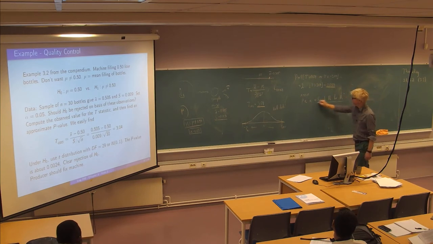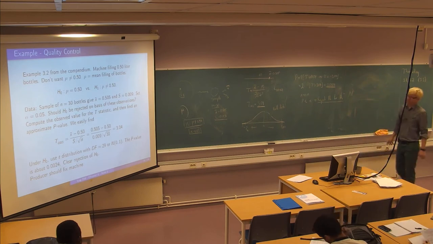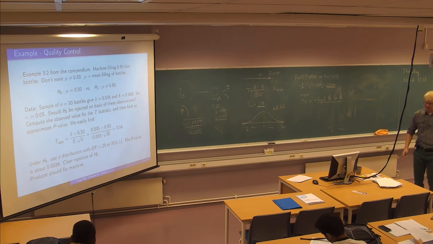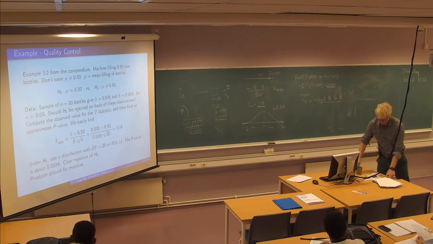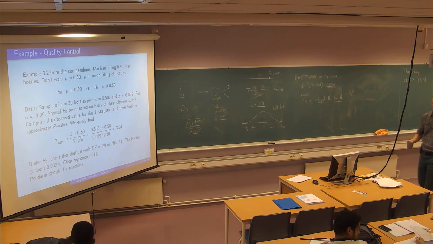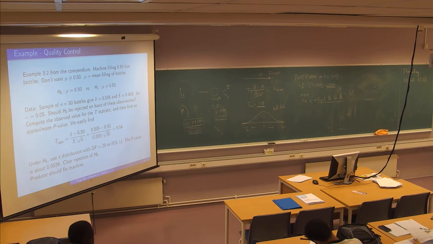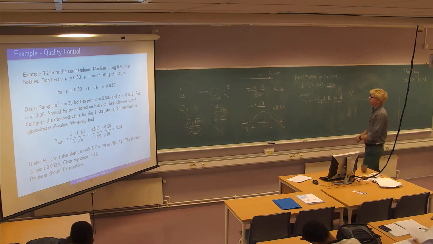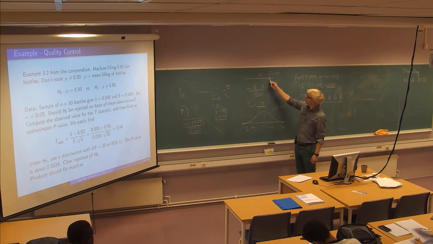So we reject the null hypothesis in favor of the alternative. So in practical terms, this machine appears not to work properly. We should stop it and fix it, even though it costs a little bit of money. We are quite sure that there is something wrong when we observe this large deviation here.